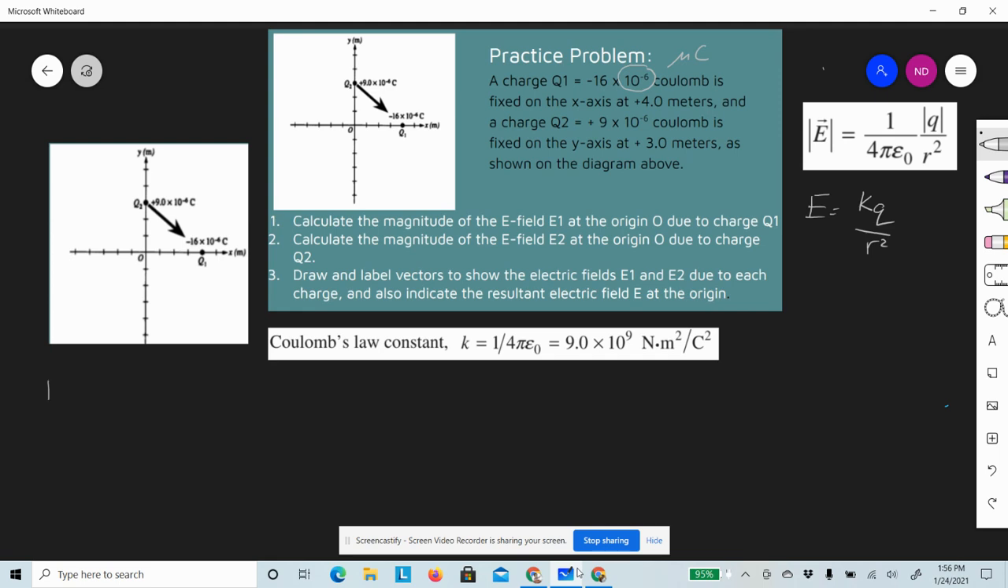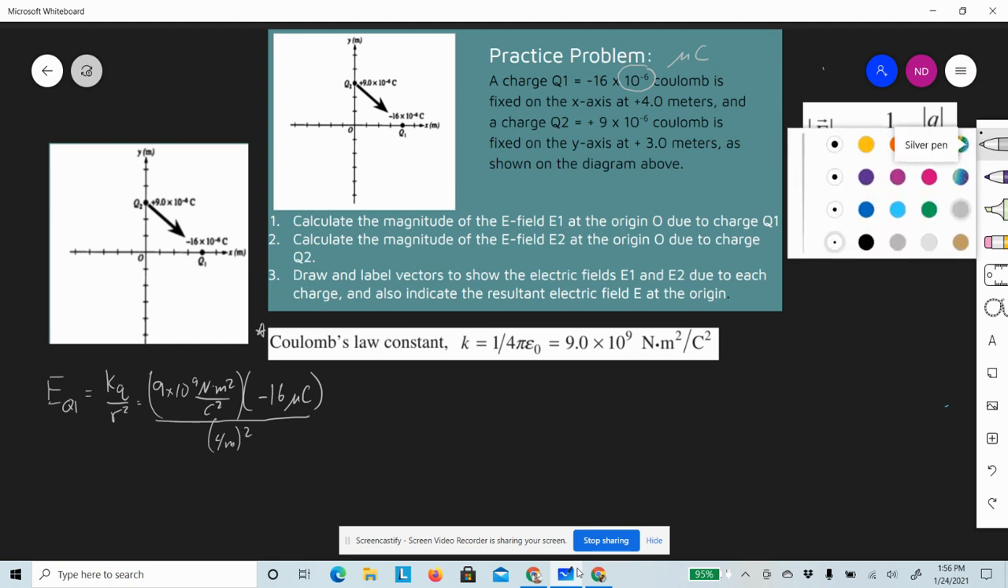So here we go. The E of Q1 at the origin equals KQ over R squared. K, also from the reference tables, Coulomb's constant, 9 times 10 to the 9th newton meters squared per coulomb squared, multiplied by the charge Q1, negative 16 microcoulombs, divided by the distance of Q1, 1, 2, 3, 4 meters squared.